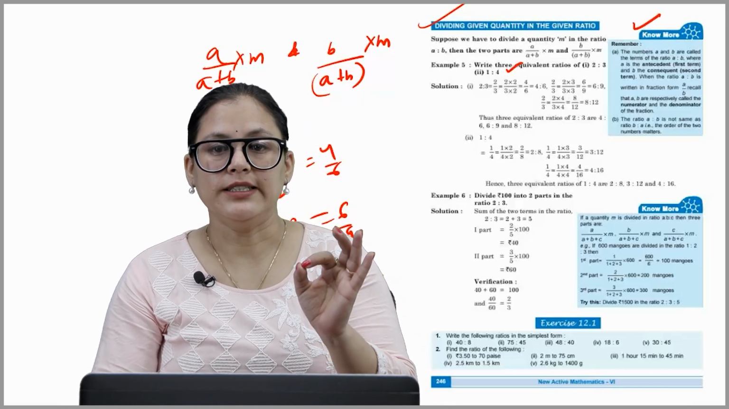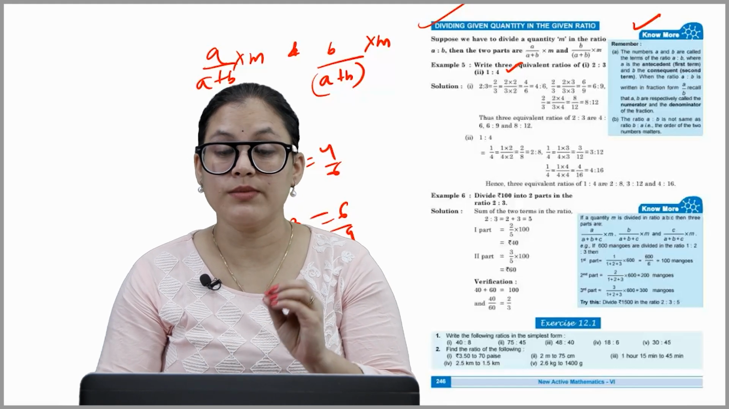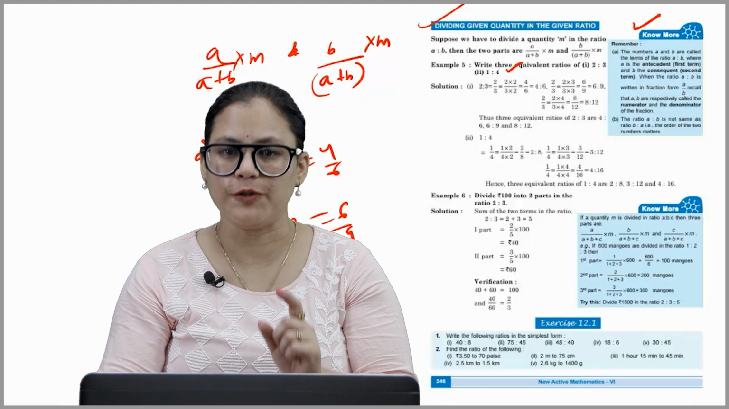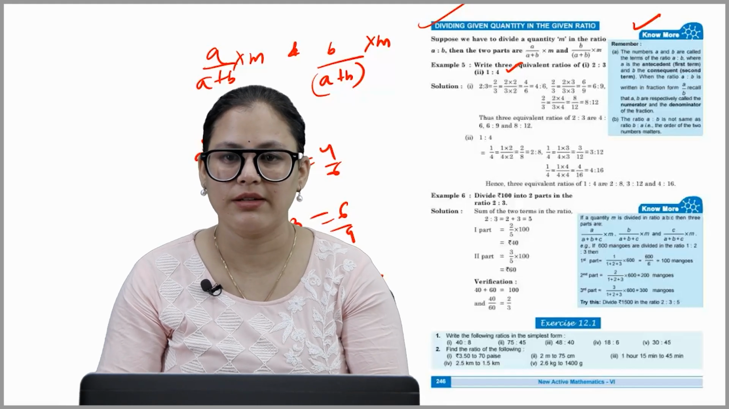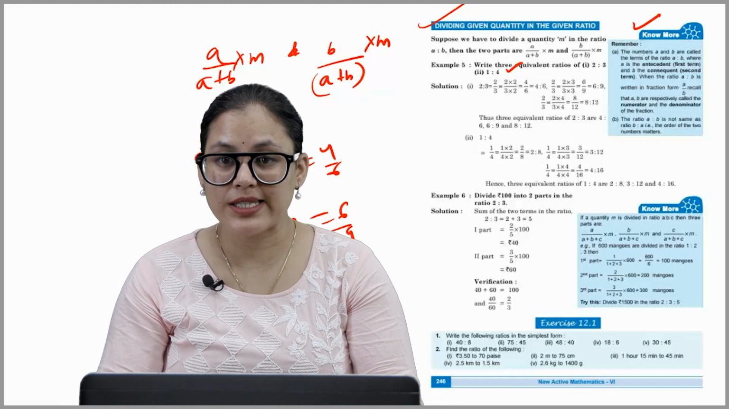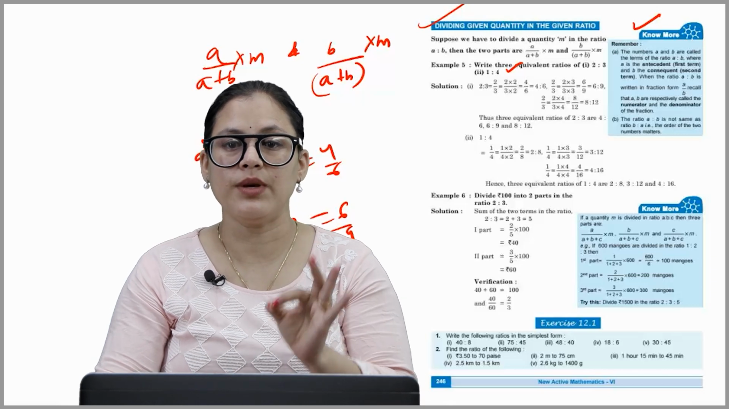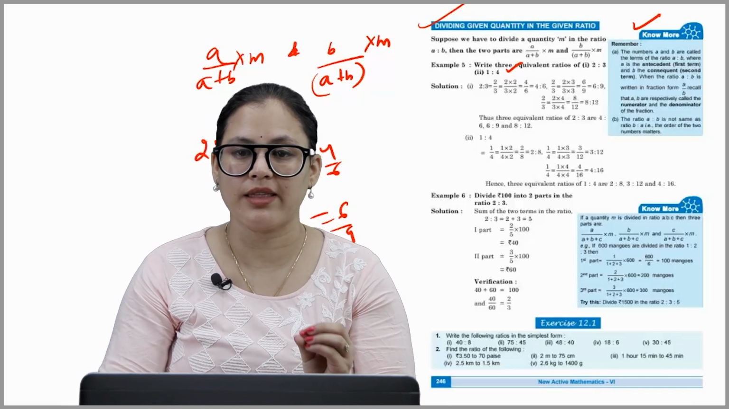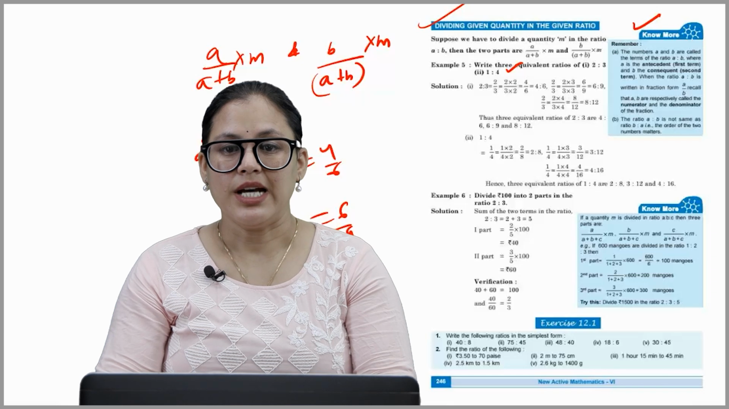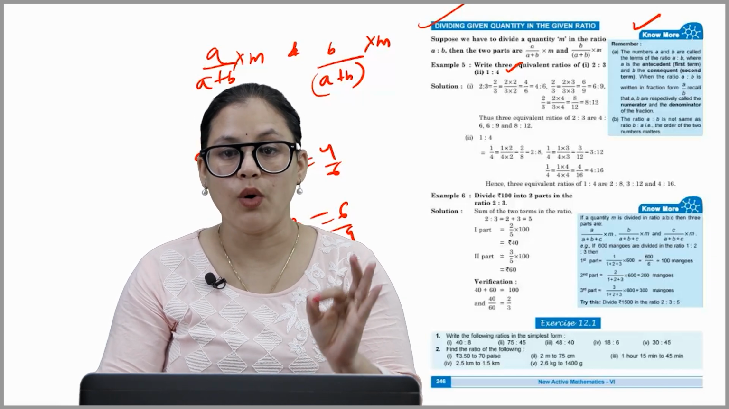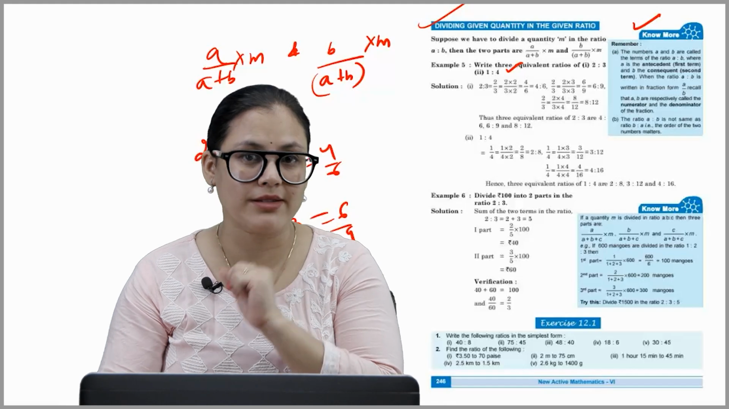Remember, the numbers a and b are called the terms of the ratio a:b, where a is the antecedent, meaning the first term, and b is the consequent, that is the second term. When the ratio a:b is written in fraction form a/b, recall that a and b are respectively called the numerator and the denominator of the fraction. The ratio a:b is not the same as the ratio b:a, that is, the order of the two numbers matters.